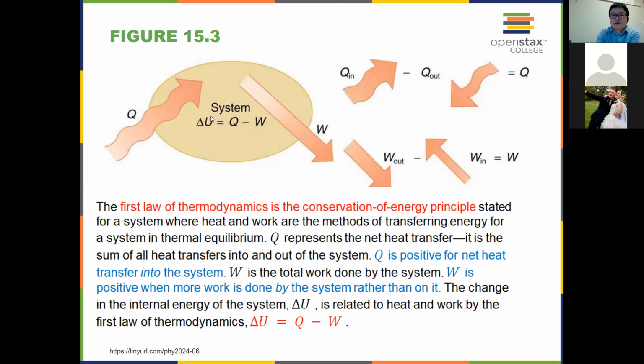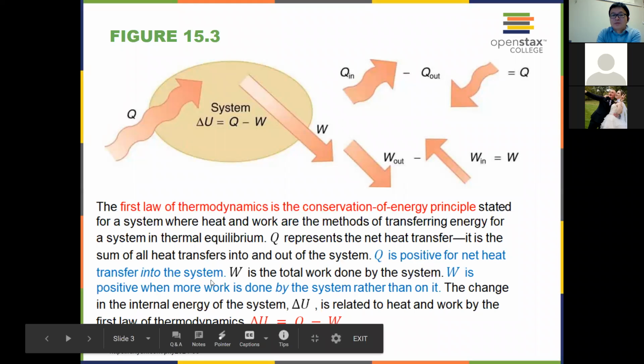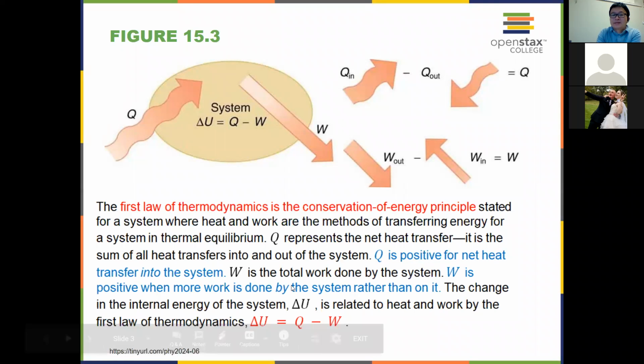So the change of internal energy of a system comes in two forms. You can add heat into the system directly, or you can make the system do work, or the environment does work on the system. Okay. So in this expression, if you write delta U, change in internal energy, equal to Q, the heat added to the system, minus W, the work. This work means the work done by the system on its surroundings.